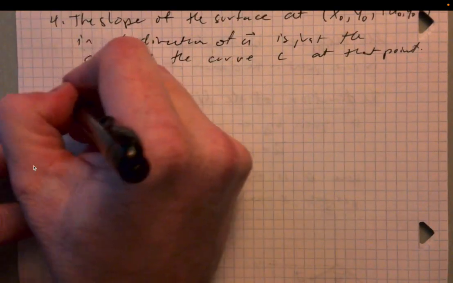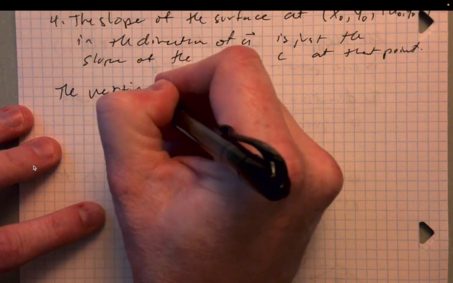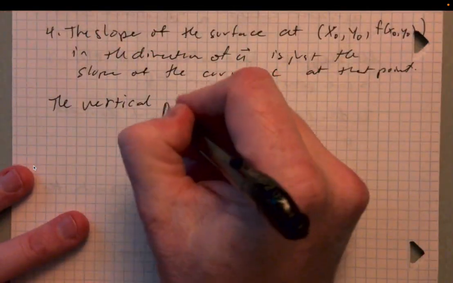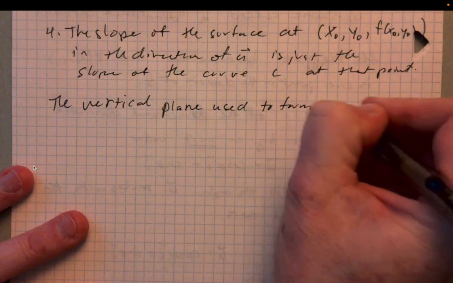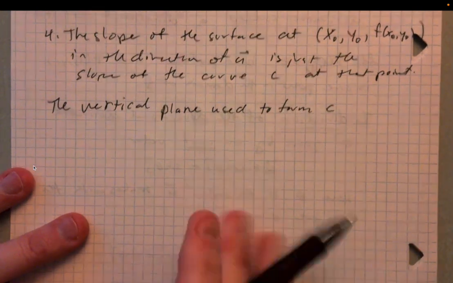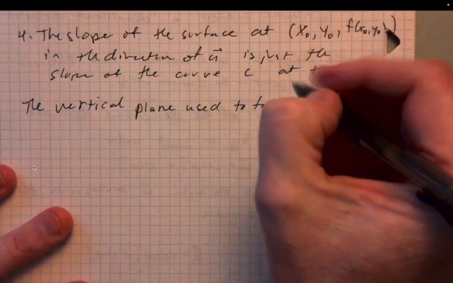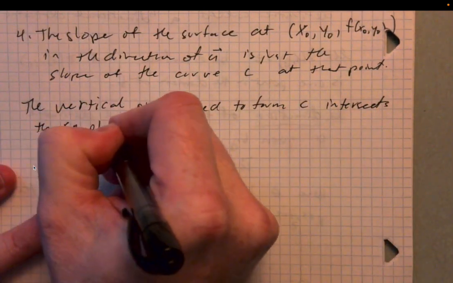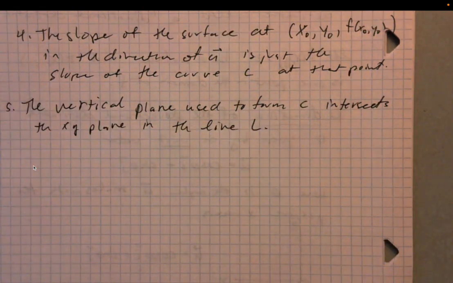So the vertical plane used to form C, remember this slab that we dropped down into the picture here, this slab that's vertical, it intersects the xy plane in this line L that we draw here, right? So the vertical plane used to form C intersects the xy plane in the line L. Let's go ahead and make that number 5.